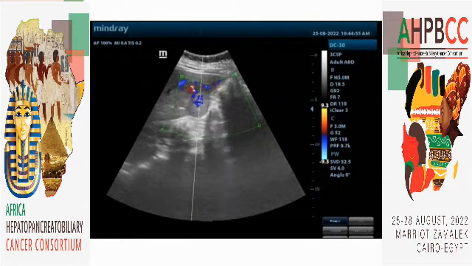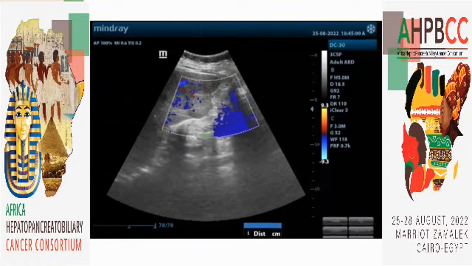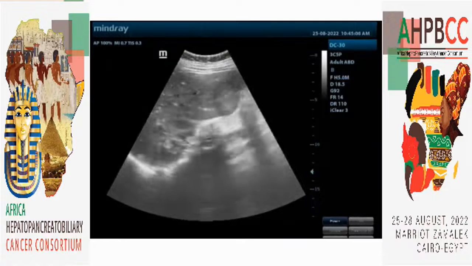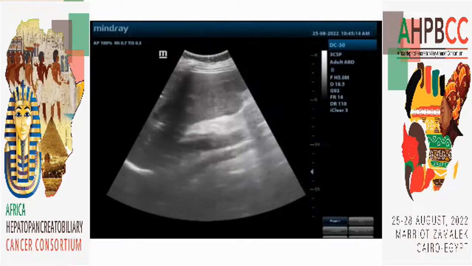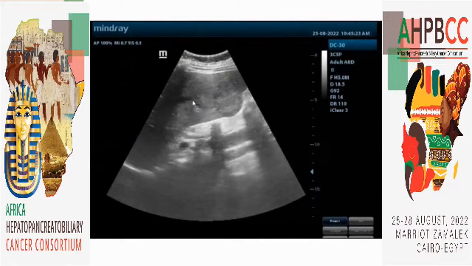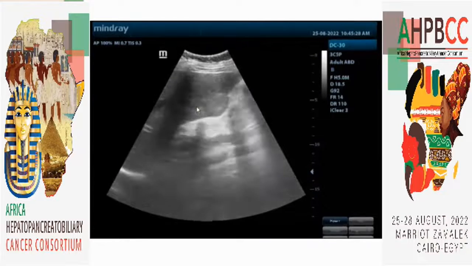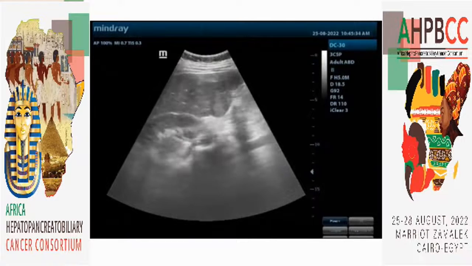Does it show any invasion to a nearby vessel? I will try to see its border. I think the right hepatic vein here is reaching its lower end. I don't think it is invading a vessel, because this is the tip of the right hepatic vein, and it is displacing it only, not infiltrating it. It displaces the vein but does not invade it. This is an important point.